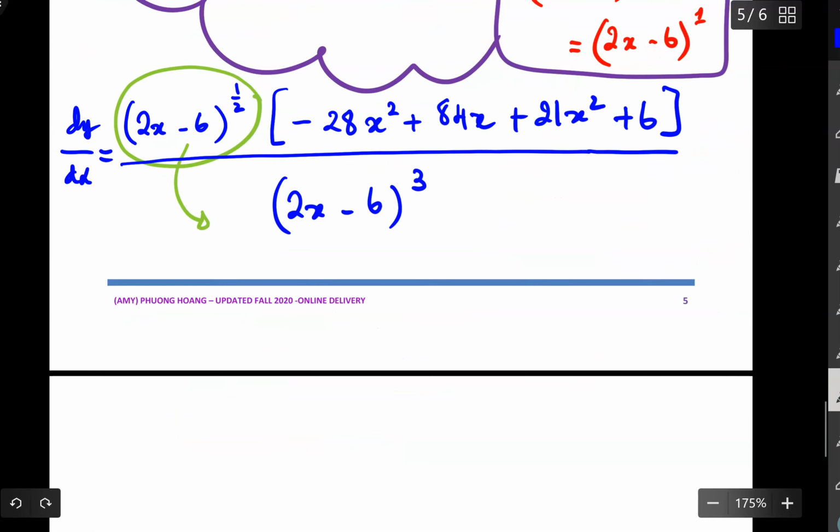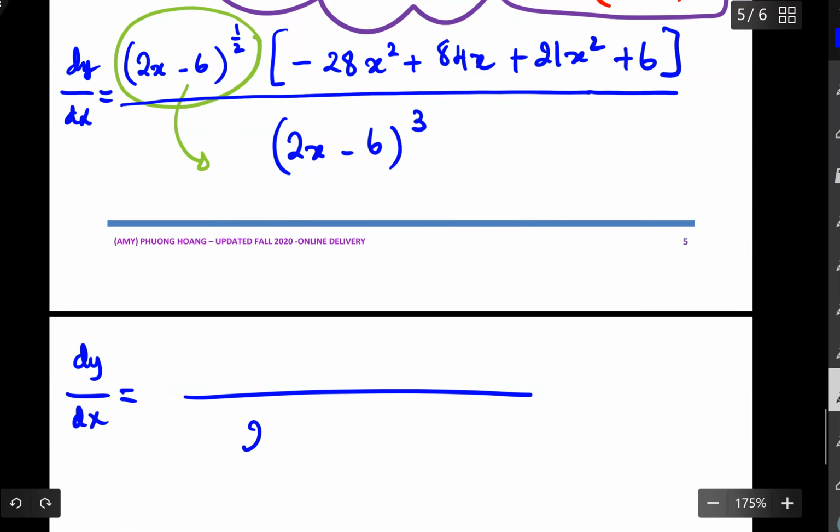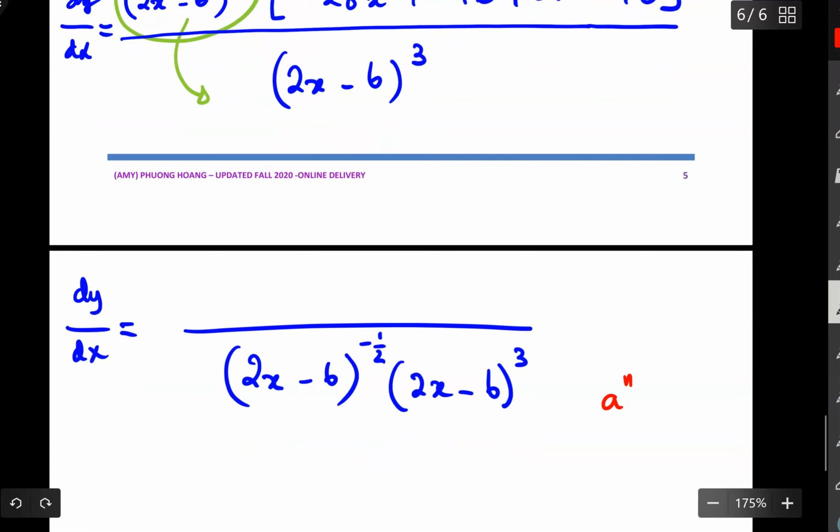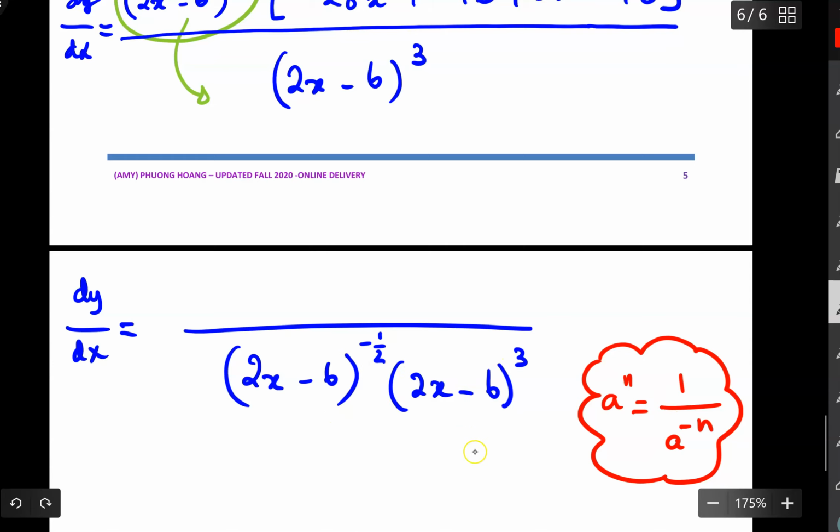So if I said that I bring this down to the bottom, dy over dx, then what you can see here is I will have 2x minus 6, and I bring it to the negative half. Okay, so 2x minus 6 to the exponent 3. Again, a reminder to everyone that I can do this. I can convert my exponent as a positive exponent into the negative by dividing that into 1. Okay, so I am doing this so that I can combine the two exponents.